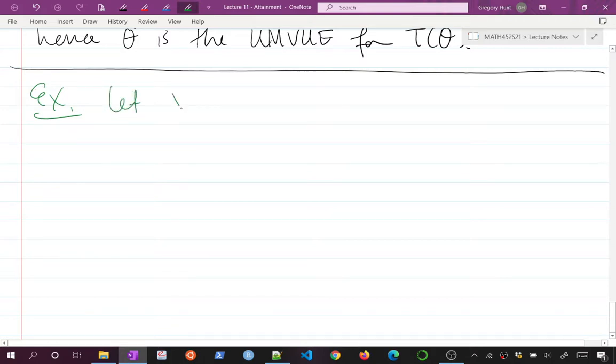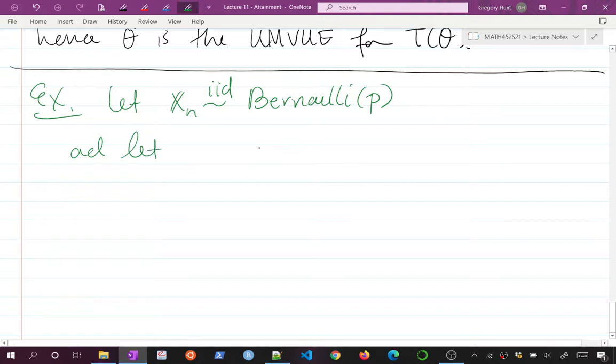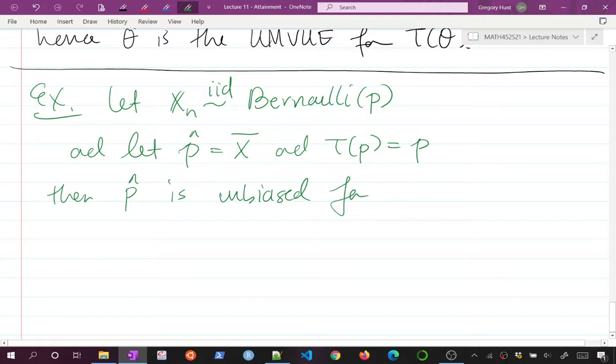So let's say our data comes from some Bernoulli distribution, depending on some parameter p. And let, what do we want to call it? Not theta hat, let's call it p hat, be x bar. That's what we'd call an estimator, right? P hat is x bar. And tau of p would be, let's just call it p. So tau is the identity function. Then p hat is unbiased for tau of p, right? Why is that true? Expected value of x bar is p, right? So we're all good. So this is an unbiased estimator.